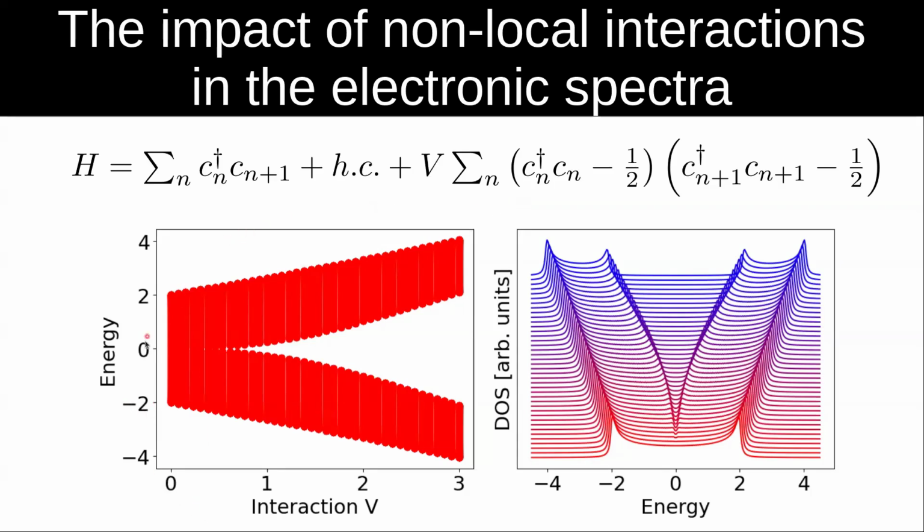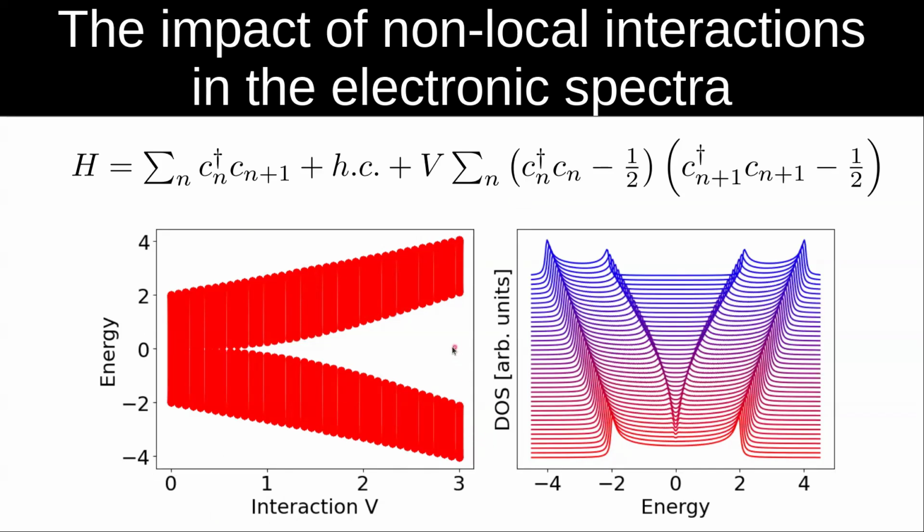So if you plot the spectra as a function of the interaction V, what you observe is that the system remains gapless for V equal to 0. And then as you switch on V, the system gets a gap that becomes bigger and bigger with V. And if you look at the energy difference between the occupied band and the empty band, you observe that the energy difference is on the order of V, and it, of course, keeps growing linearly.